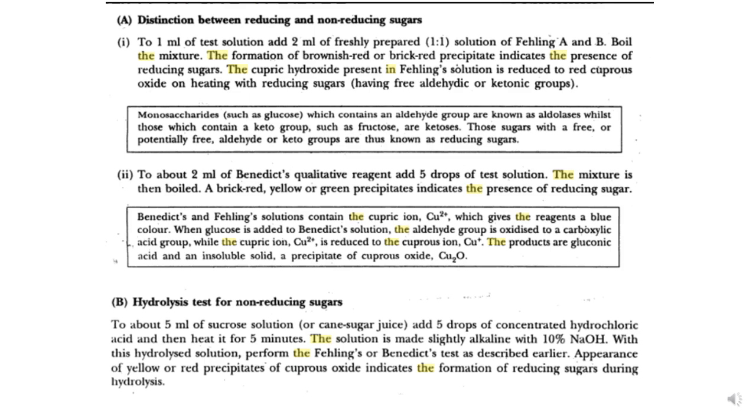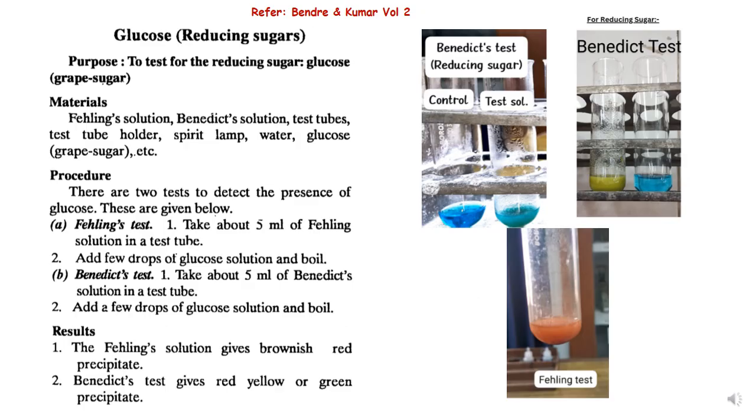There are two tests to test reducing sugars: Fehling's test and Benedict's test. And for non-reducing sugars, we do a hydrolysis test. So let us discuss these two tests. The first test is for reducing sugars. For this we have two procedures: Fehling's test and Benedict's test.